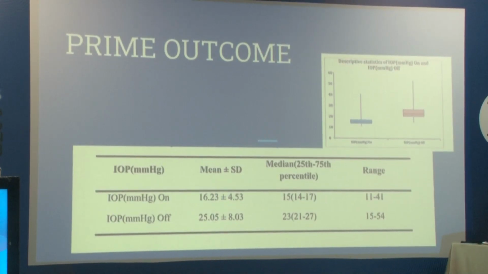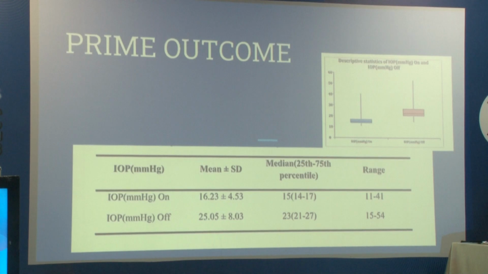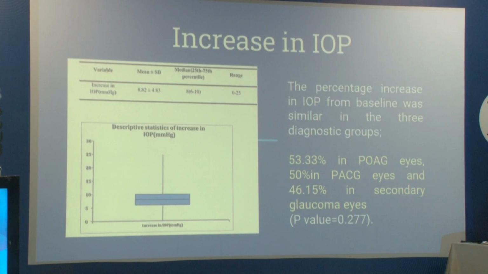And the prime outcome was that the mean IOP off pilocarpine rose from 16.23 plus minus 4.53 to 25.05 plus minus 8.03. And this was a mean of about 8. The percentage increase in IOP from baseline was similar in all the 3 diagnostic groups, whether they were open angle, angle closure, or secondary glaucoma patients.